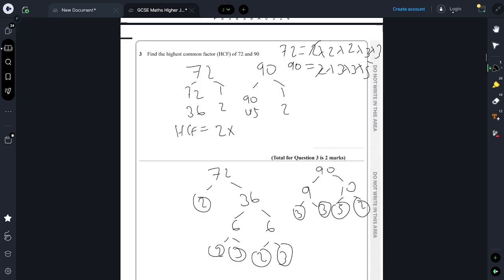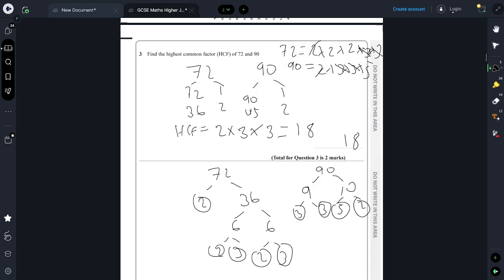3, 3 and 3. And then there's another 3. And then 5 is on its own here. That's it, right? That's all the common factors. So the highest common factor, you just times it all together. So 2 times 3 is 6. 6 times 3 is 18. So the highest common factor here is going to be 18.